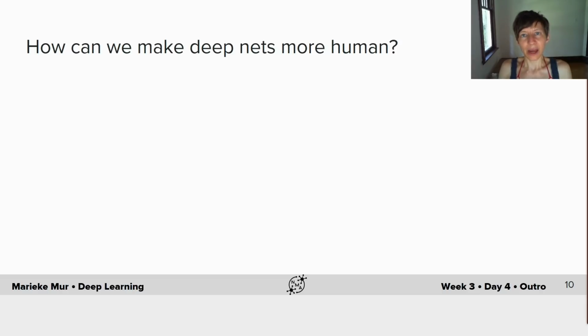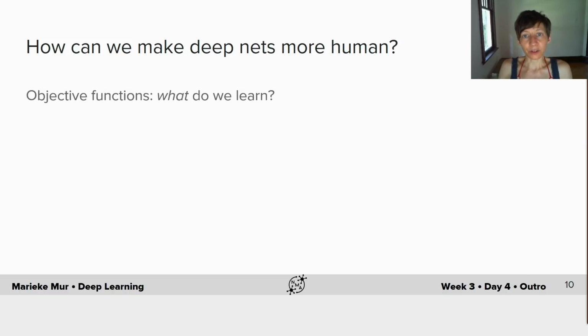So these findings raise the following question: how can we make deep nets more human? This is an important question for those of us who use deep nets as models of the brain. The idea here is that the better our models, the better we may understand the brain. I would like to highlight 3 key aspects of deep net design and training that can serve as guidelines for improving deep nets as models of the brain.